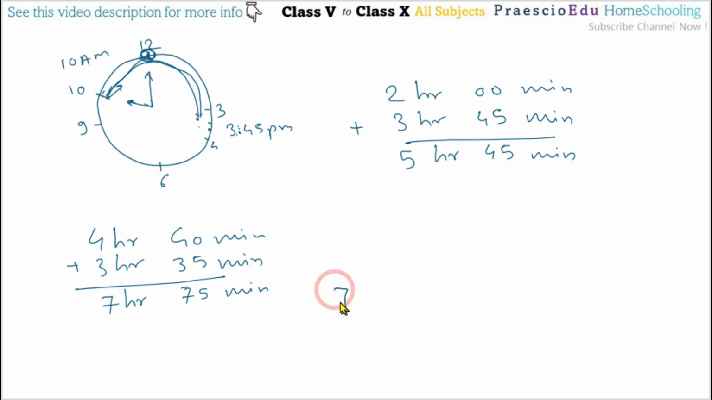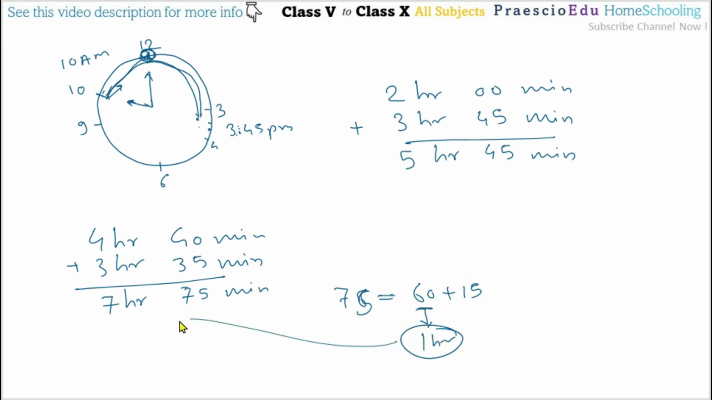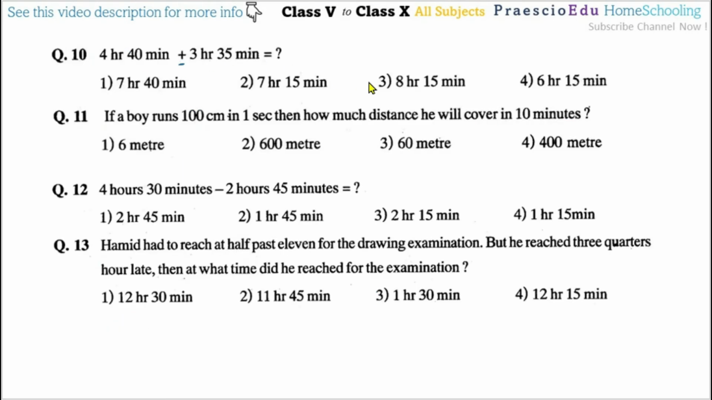So 75 is equal to 60 plus 15. Now 60 minutes we can convert into 1 hour. So this 1 hour we have to add here, so plus 1, it will become 8 hours, and this 15 minutes remains as it is, because from this 75 we take out 60 minutes and add it to the hours. So it is 8 hours and 15 minutes, which is given in option number 3.